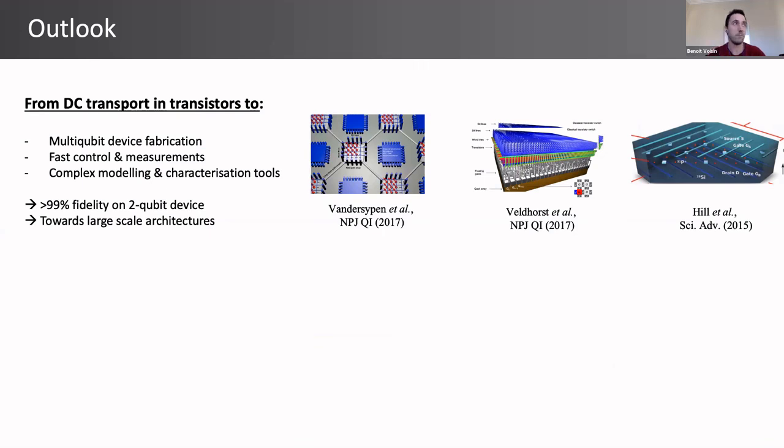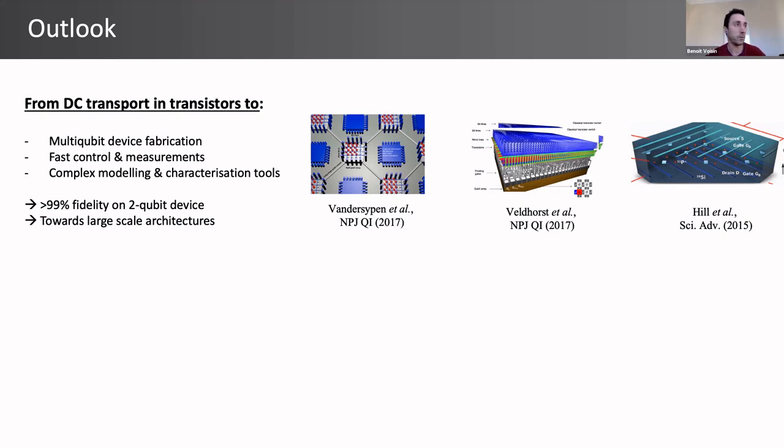So as I've been saying, we started from DC transport transistors in the mid-2000s, and today we have access to multi-qubit devices on which we can do fast control and measurement operations. And we also have access to complex modeling and characterization tools to understand how devices behave and to predict the next generation of devices. They're really very useful, and that was key to get to where we are today, which is to be able to achieve 99% fidelity on 2-qubit devices.